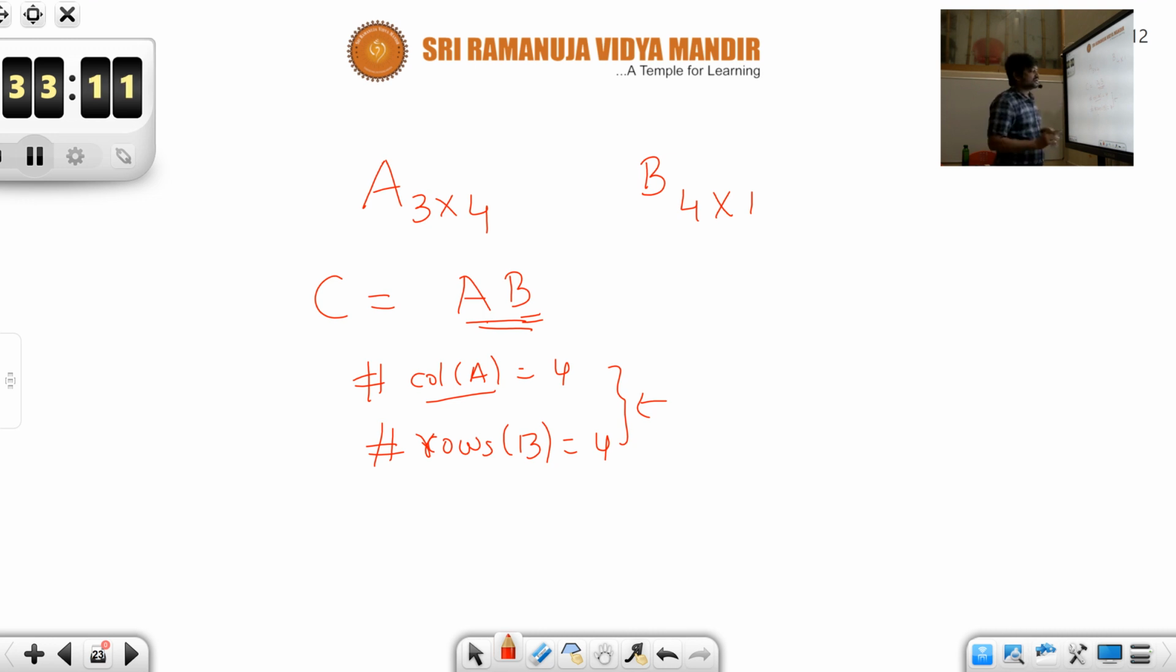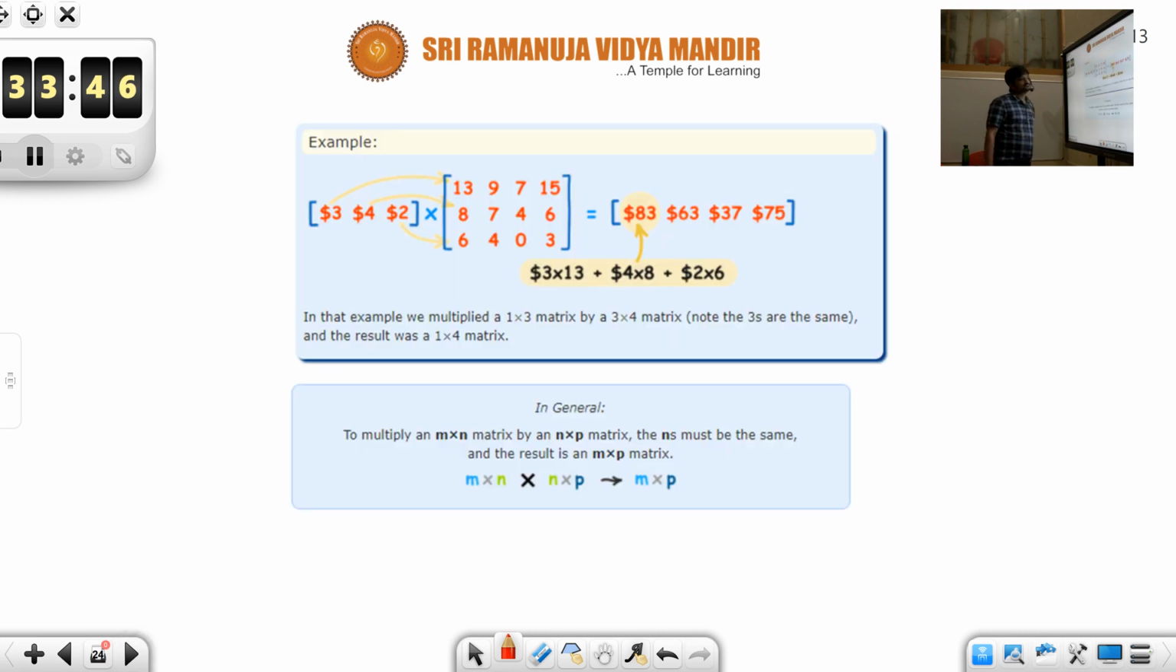If you can multiply them, then C would be of order: the number of rows of A, the first matrix, and the number of columns of the second matrix. These two in the middle match, so you can get rid of them in the final order. Whatever the extreme numbers are, the row number for A and the column number for B, this is how you get the order. Okay students, we will look at some more examples and you will understand better.